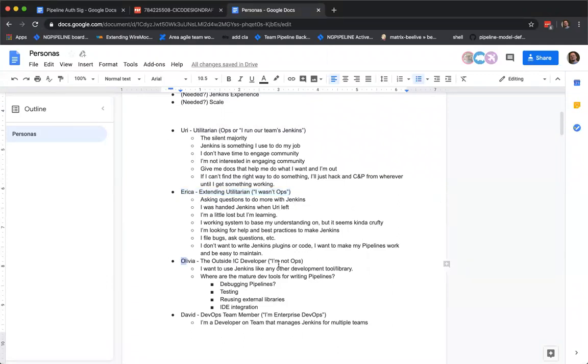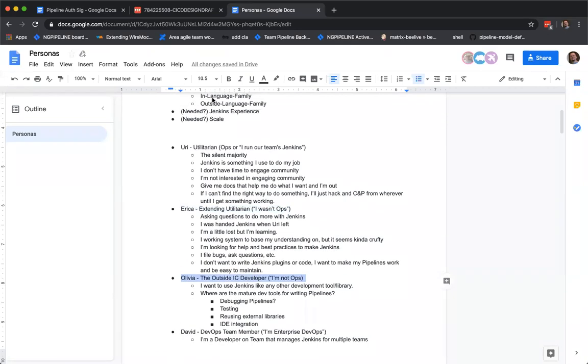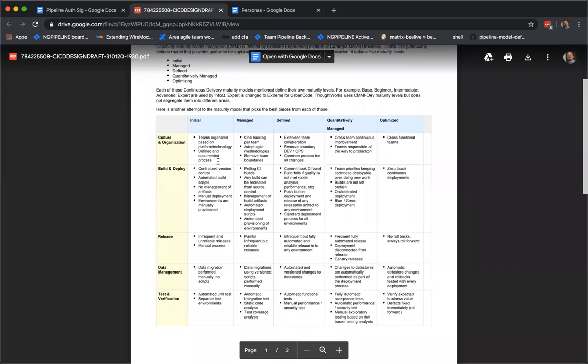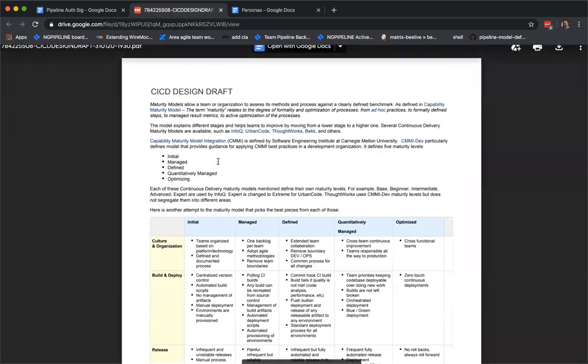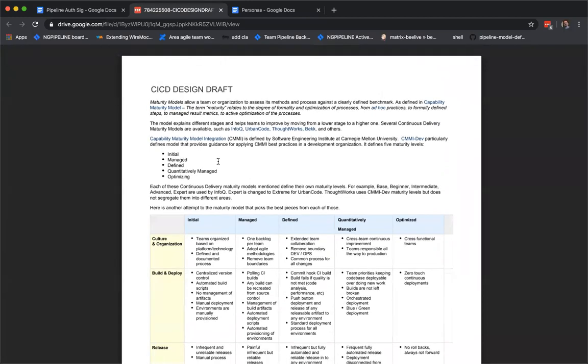And it's really this person that's coming in where they're like, okay, I'm ready to do this. Talking about how this maps to the maturity model that Marky was talking about. I'm not sure.